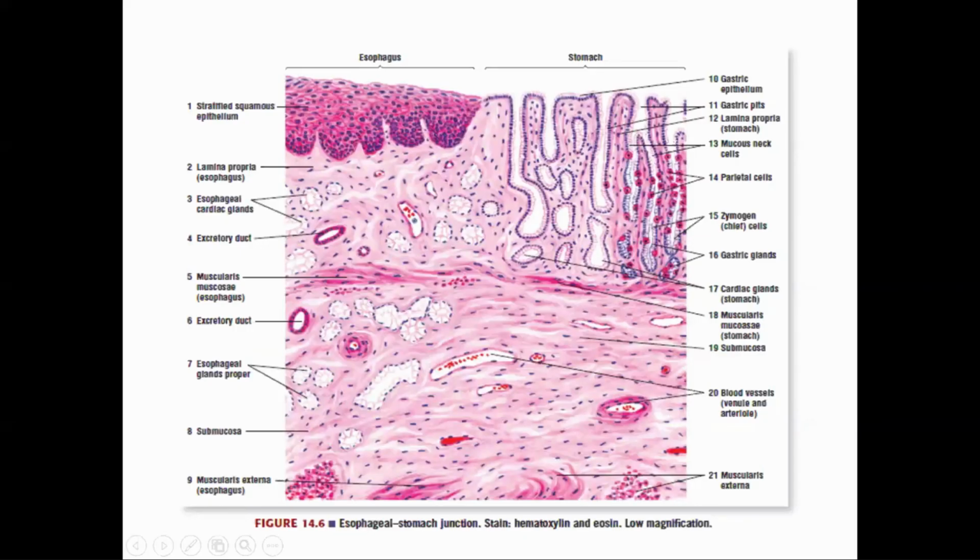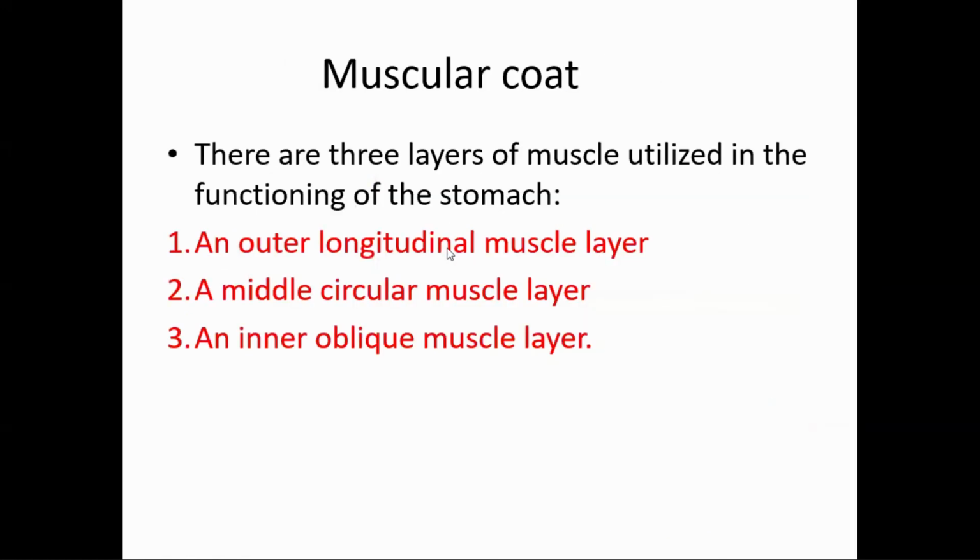So what are the functions of the stomach? You know the individual functions of the muscles. Longitudinal: propulsion of the food. Circular: its function is to hold the food in the stomach. And the oblique muscles mix the bolus of the food with the gastric juices and convert it into the chyme.